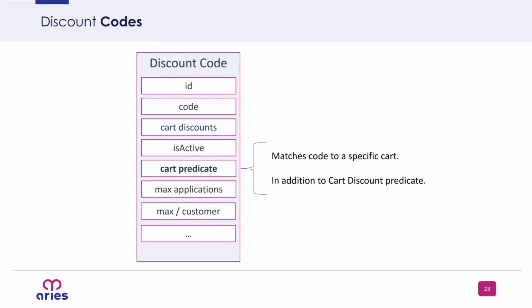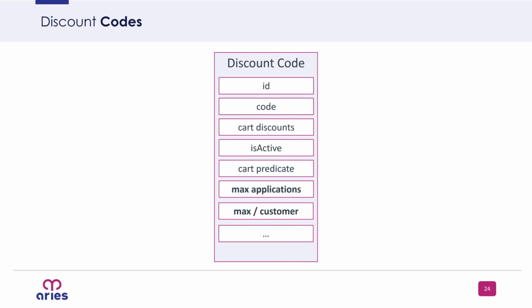Codes also have a cart predicate, and this is separate to the one that's on the cart discount. And they both must meet the criteria before you can have the discount applied. So first, commercetools is going to check the cart predicate on the discount code to see if the code could be applied. And then it's going to check the predicates on all the discounts that that code points to and see if those can be applied.